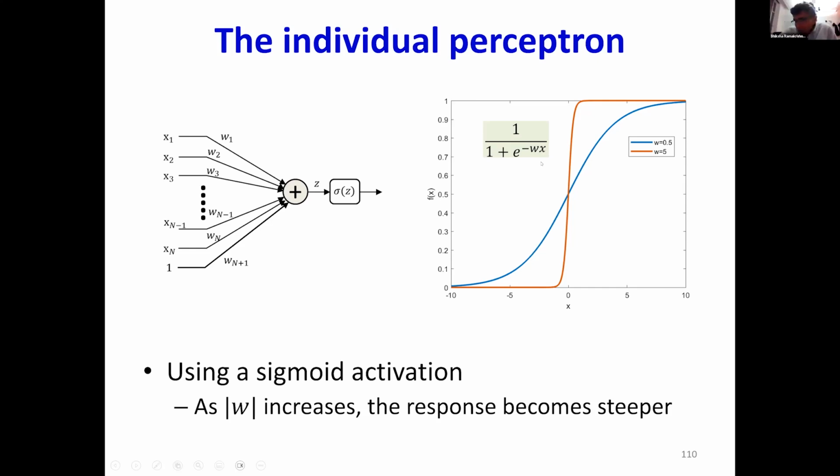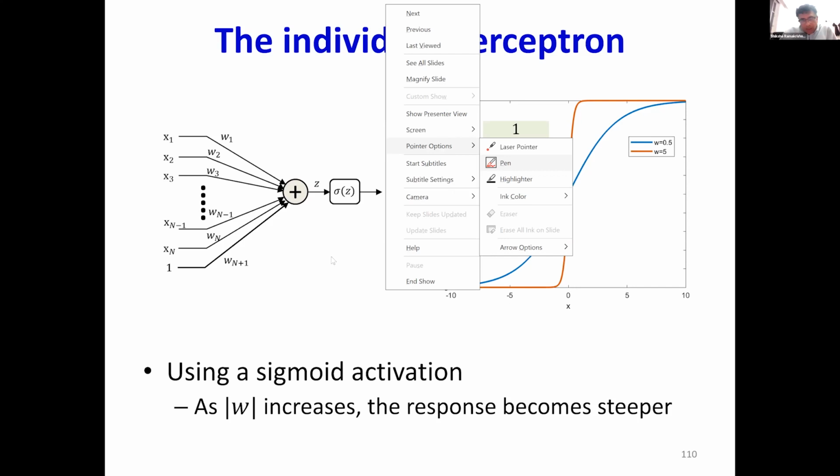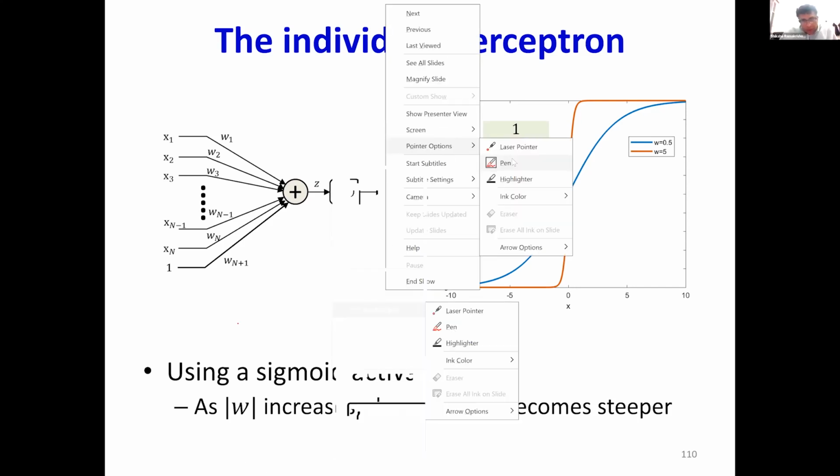Why is this not working? This mouse is supposed to give me a sec. For some reason, it's not. Pointer option is a pen. So let me try drawing this with a mouse.